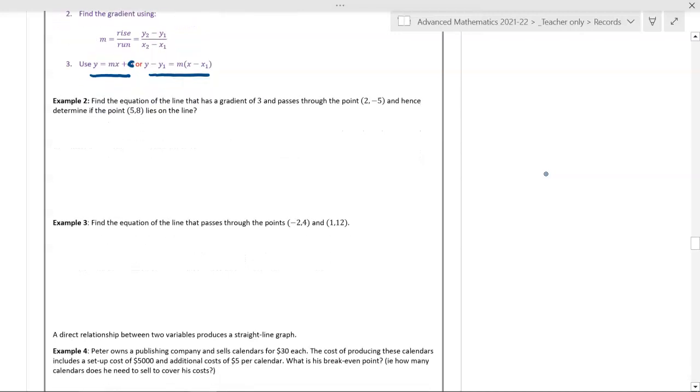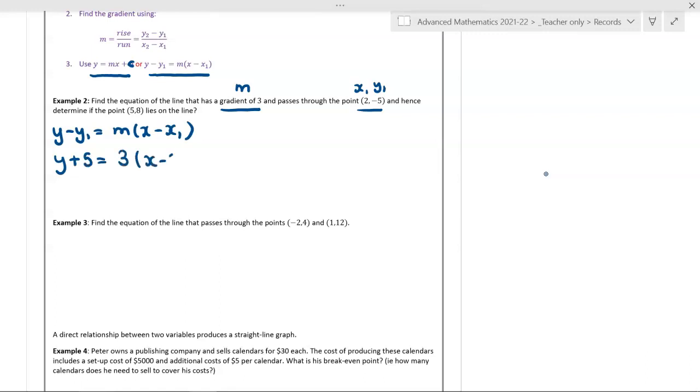Okay, so find the equation of the line that has a gradient of 3. So I know m equals 3, and it passes through the point (2, -5). So this time I have the gradient and a point, so I'm going to use the point gradient formula. So we have x1, y1 being the point, so I'll go y minus -5, so that becomes y plus 5, put m in, and then x minus 2. We're then just going to expand and simplify that, and it doesn't tell me which form to put my line in, so the y equals form generally is the easiest.